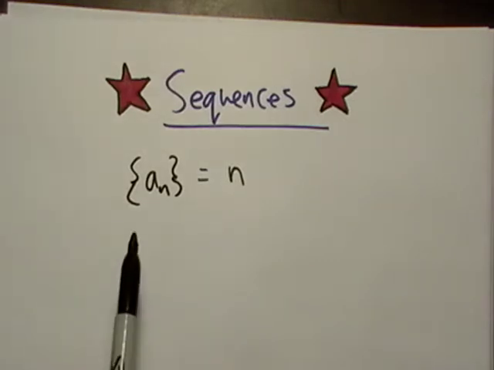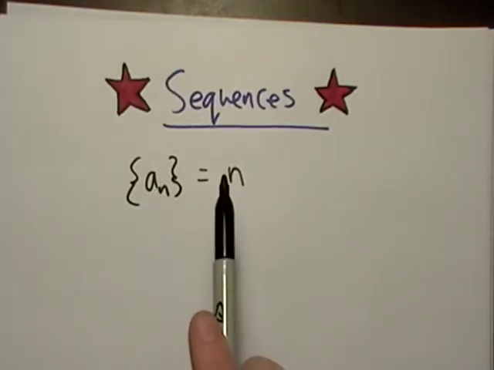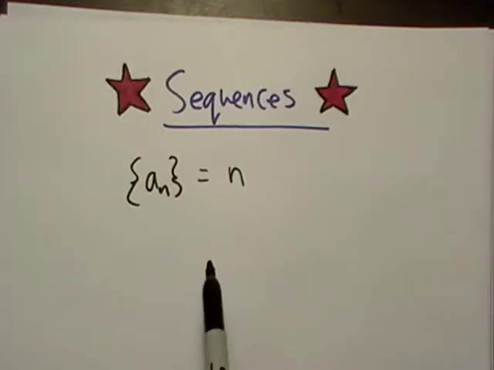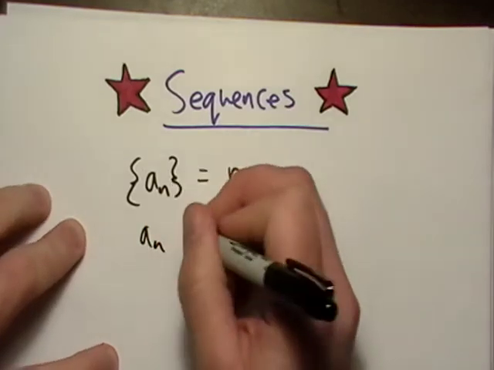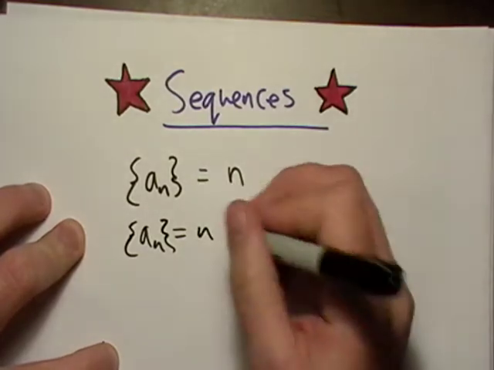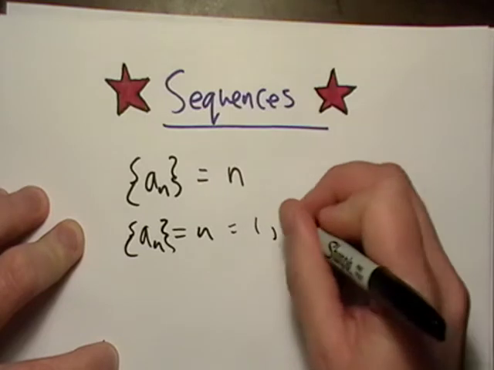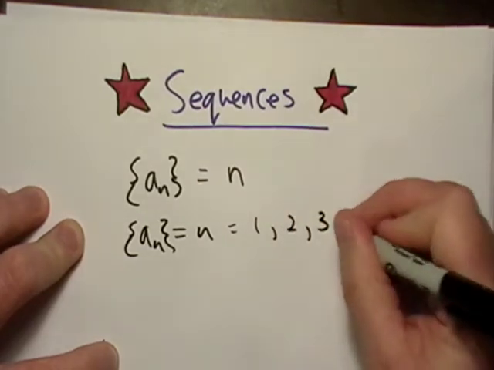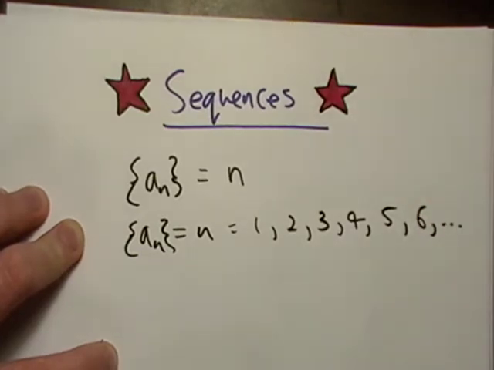Basically the notation, you're probably going to see a formula of some sort inside curly braces. Let me just give you an example. Let's say a sub n was equal to n. This one right here is going to represent just a basic 1, 2, 3, 4, 5, 6, and so on.